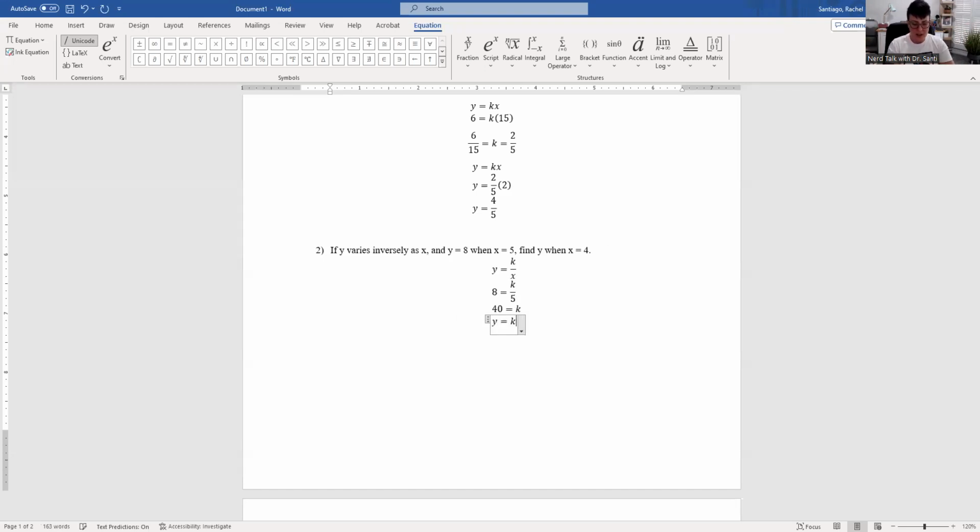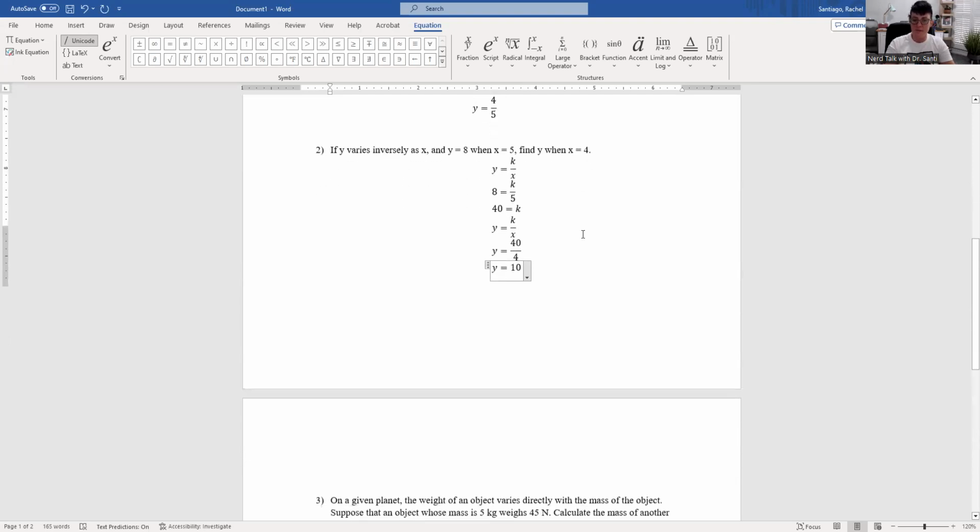I'm going to rewrite the equation for Y varying inversely as X, and now I'm going to substitute my values. I don't know the value of Y, I leave it Y. Now I know the constant of variation, that's 40, and I know that X is 4, so I input my values. 40 divided by 4 is 10, and there's your solution.